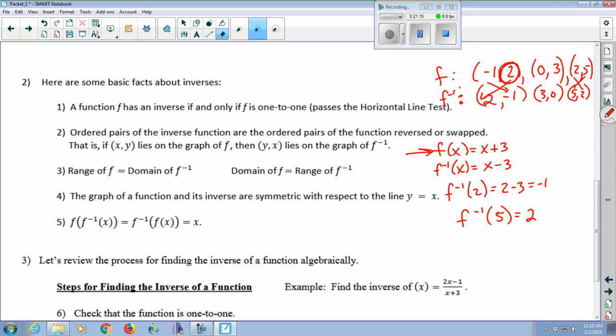And number 3 is exactly the same thing as number 2, except for we've put that information in terms of domain and range.